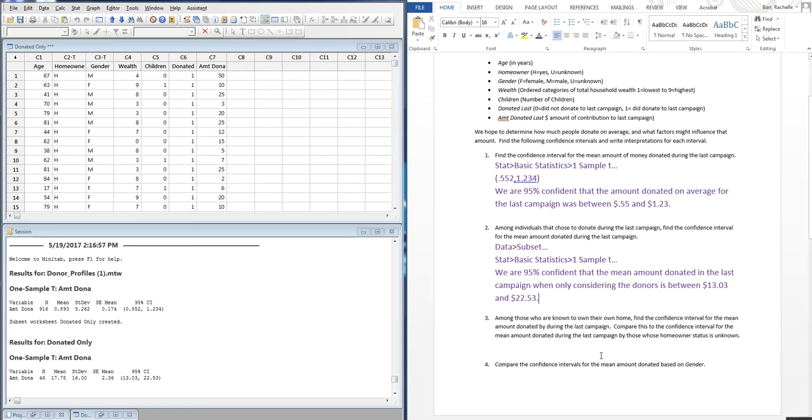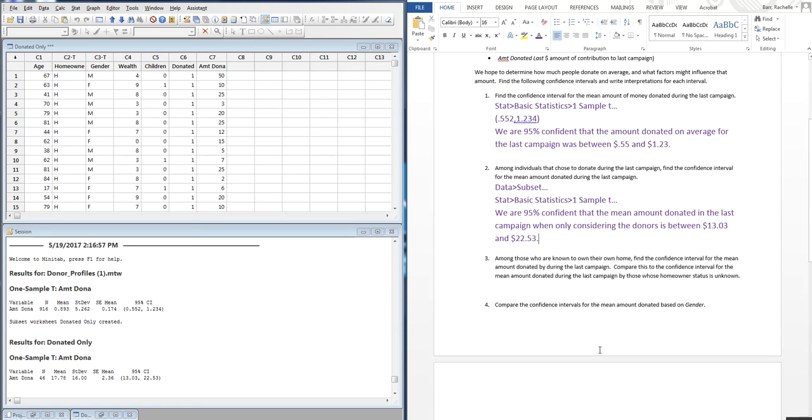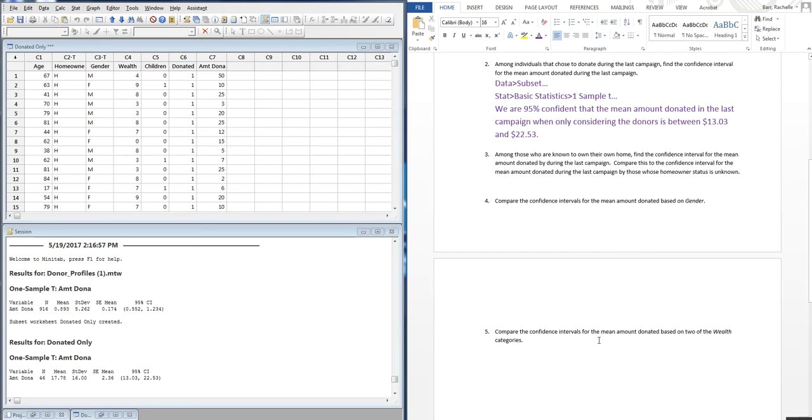So here we're interested in looking at donors. Oh, sorry, you might want to take a minute to read this. Among those who are known to own a home, find the confidence interval for the mean amount donated during the last campaign. Compare this confidence interval to the mean amount donated during the last campaign by those whose homeowner status is unknown. Uh-oh. So I need 2 groups to compare here. So I need to do this twice.